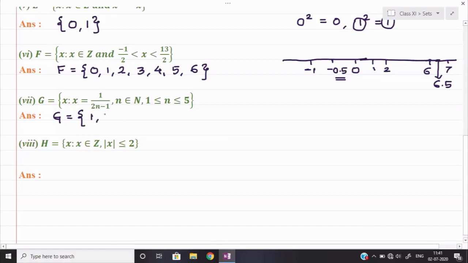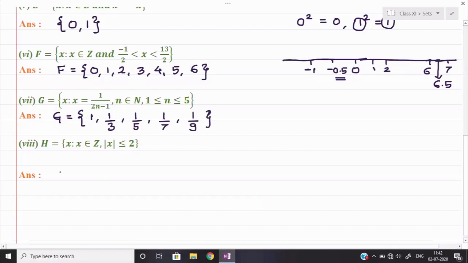Similarly, if I take 2, so 2 twos are 4, minus 1. So I will get the second value as 1 upon 3. Now if I take 3, 3 sixes are 6, minus 1, so that will be 1 upon 5. Then if I take n equal to 4, that will be 1 upon 7, and similarly if I take 5, that will be 1 upon 9. Till 5 only it is permitted in the question. So this is the answer of part number 7.